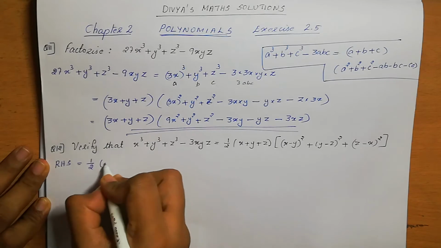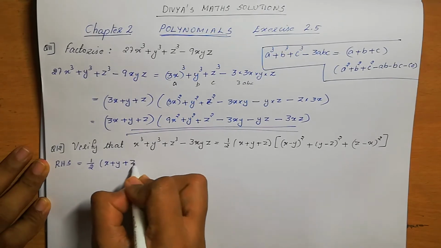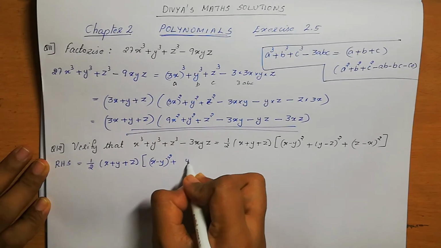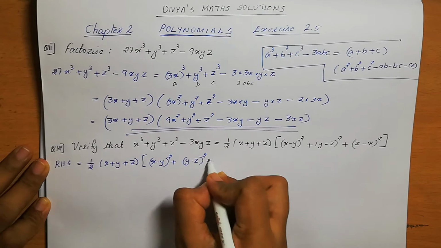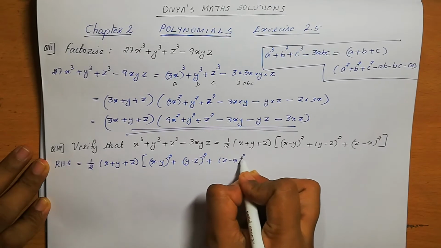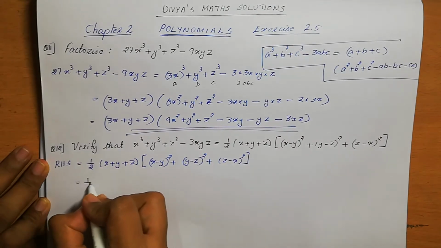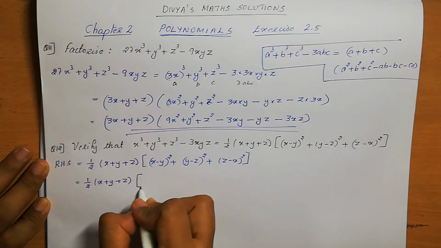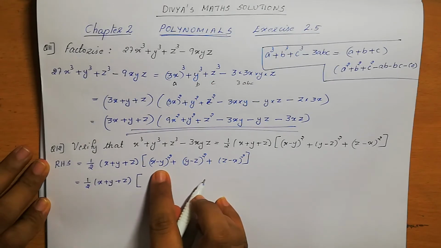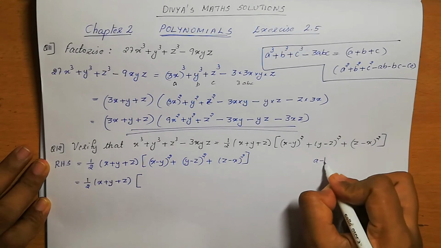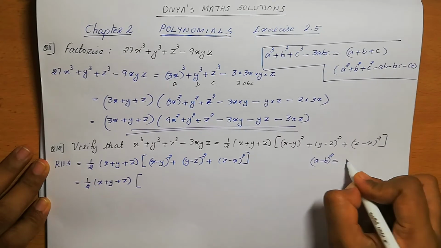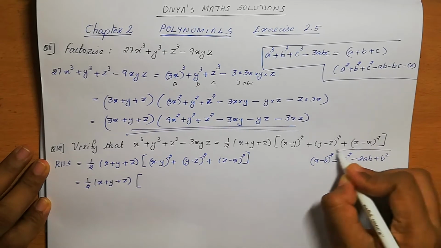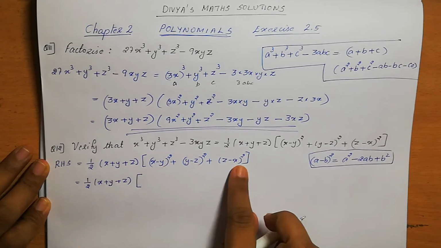1 by 2 into x plus y plus z into x minus y the whole square plus y minus z the whole square plus z minus x the whole square. Correct. So this is equal to 1 by 2 into x plus y plus z in bracket. So this is in which form? A minus b the whole square. So what is the expansion for a minus b the whole square? A minus b the whole square equals a square minus 2ab plus b square, right? Using this identity, these three terms we are going to expand.